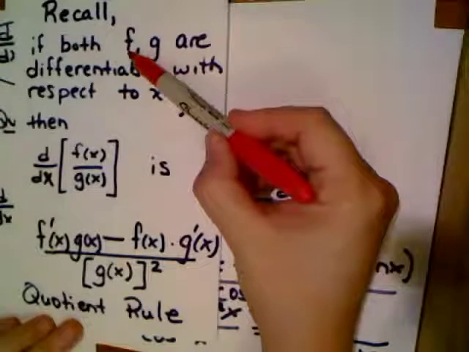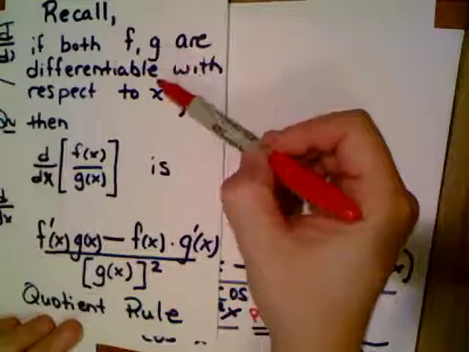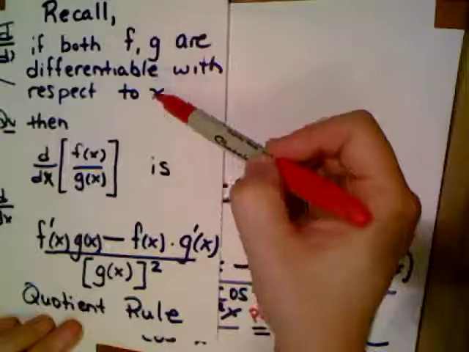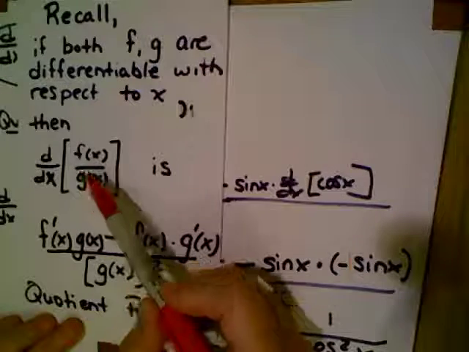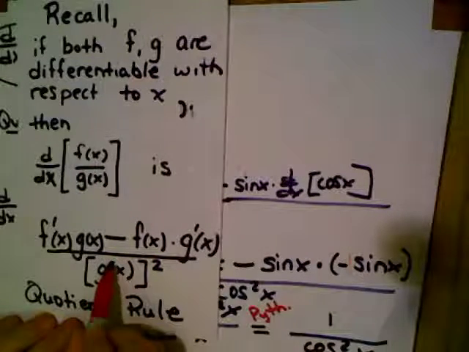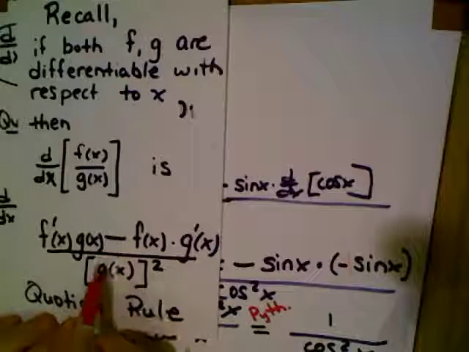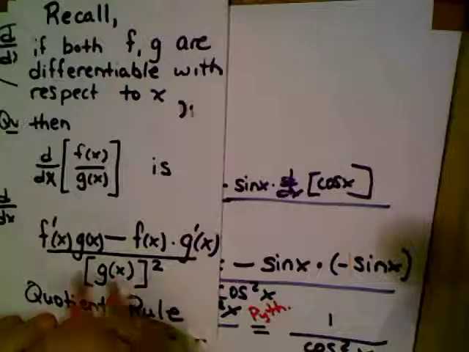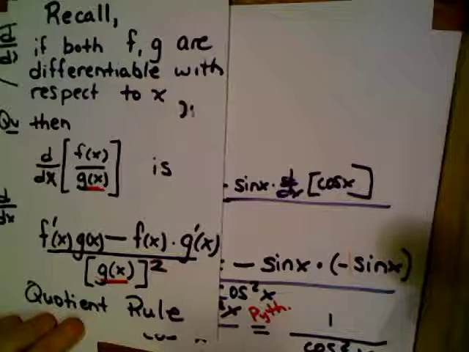If you have a numerator function f and a denominator function g, both functions of x, both differentiable with respect to x, then the derivative of a quotient ends up being a big fat quotient itself, where you have a difference in the numerator and you have the square of the original denominator function in the denominator. Okay.